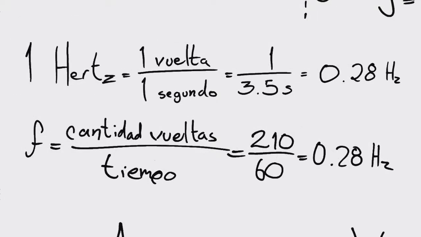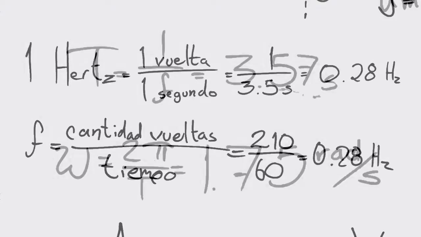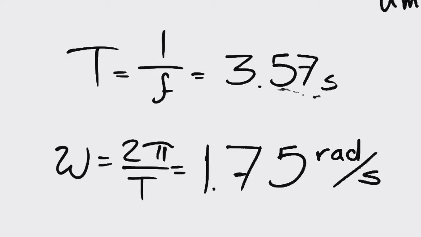From the data obtained in the experiment, such as tension, velocity, period, and amplitude, the result for frequency was 0.28 Hz, with a final period of 3.75 seconds, and an angular velocity of 1.75 radians per second.